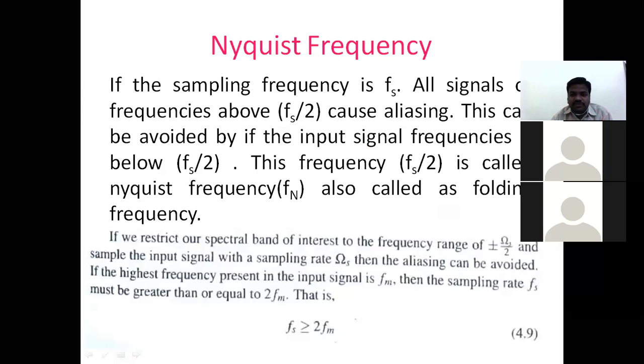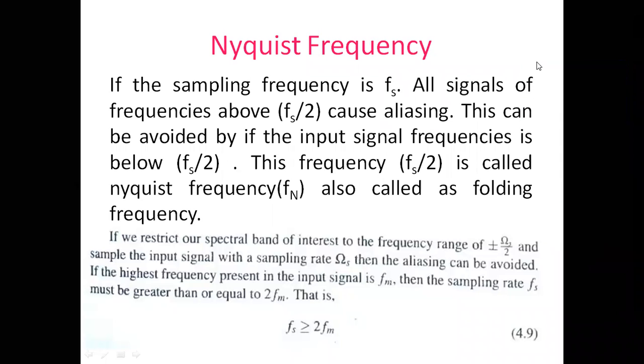The next one is Nyquist frequency. What is the Nyquist frequency, and what is the range of frequencies you need to select? Now just carefully go through this. If the sampling frequency is fs, all signals of frequencies above fs by 2 cause aliasing, nothing but distortion. This can be avoided if the input signal frequency is below fs by 2. This frequency fs by 2 is called the Nyquist frequency, also called the folding frequency.